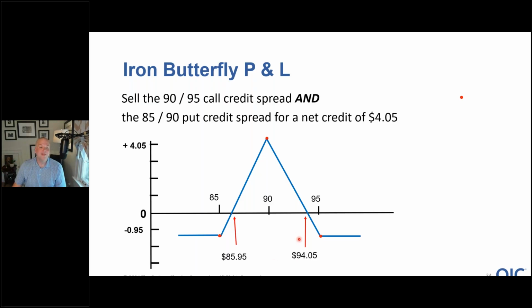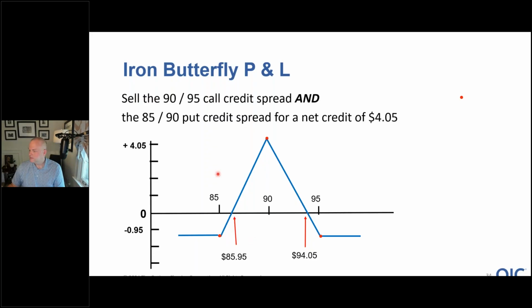In this case, if you were long the inside strikes and short the outside strikes, you're going to be paying theta or incurring the actual decay anytime the stock is in between these two break-even points, 85.95 and 94.05. So you want it to be outside of those areas instead of inside those areas.